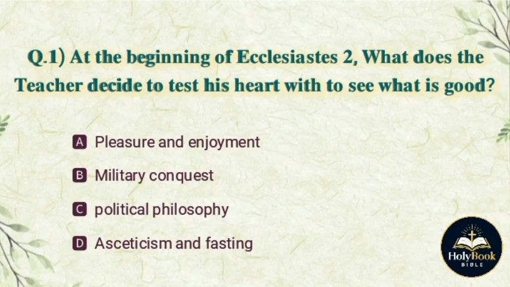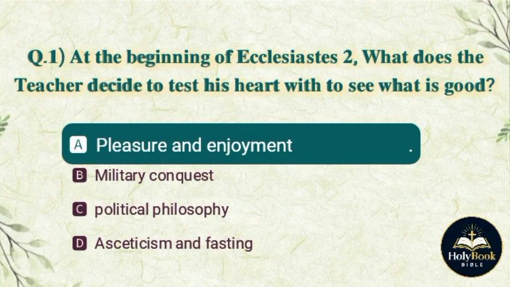Question. At the beginning of Ecclesiastes Chapter 2, what does the teacher decide to test his heart with to see what is good? Options. A. Pleasure and enjoyment. B. Military conquest. C. Political philosophy. D. Asceticism and fasting. The correct answer is option A. Pleasure and enjoyment.